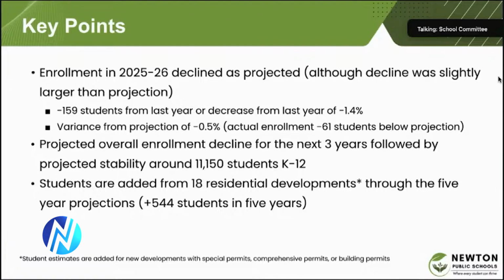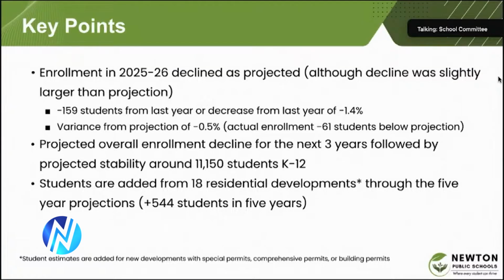Looking forward, we're projecting an overall enrollment decline for the next 3 years, district-wide K-12, followed by projected stability around 11,150 students, K through 12. And then I want to note that we add students from new and anticipated residential developments. We work closely with the planning department at the city to ensure that we have the latest information on residential developments, including the distribution of bedroom types for things that are in the planning or building stages. And we add students from those residential developments into our 5-year projections.